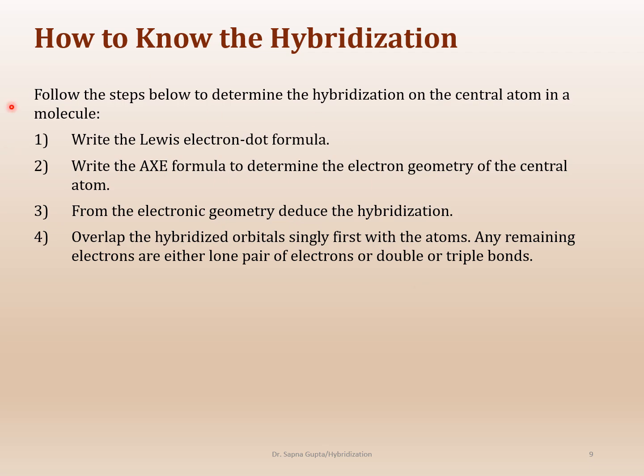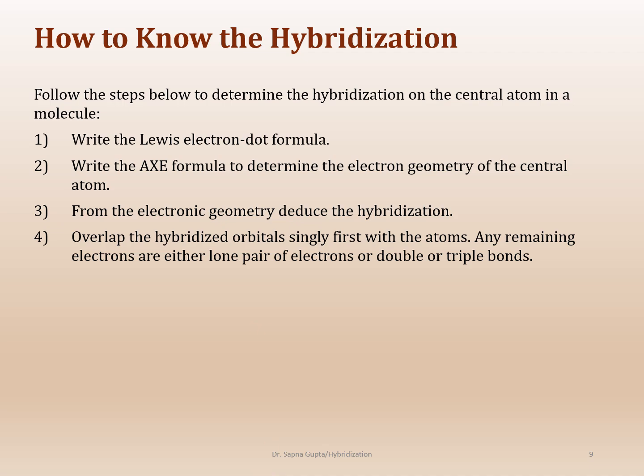You draw the Lewis structure. There's no life without the Lewis structure. So draw the Lewis structure, write the AXE formula. Again, I can help you with the AXE formulas if you have forgotten those. Then once you have the electronic geometry, you can figure out the hybridization. Now, the AXE formula gives you two things. It gives you the electronic geometry as well as the shape of the molecule. To know the hybridization, you need the electron geometry. What do we mean by electron geometry?